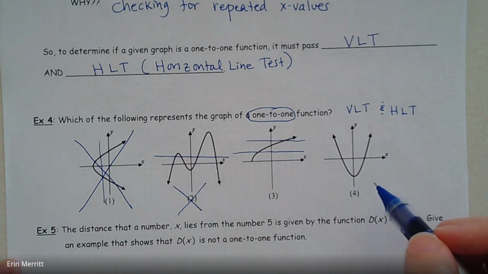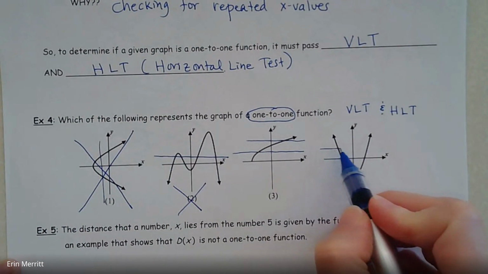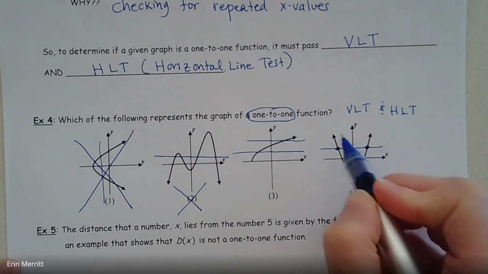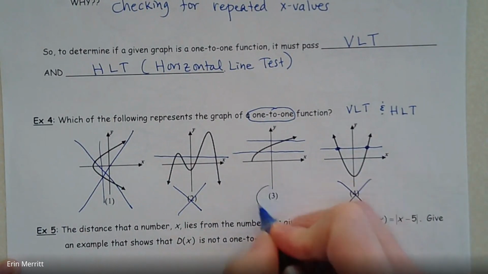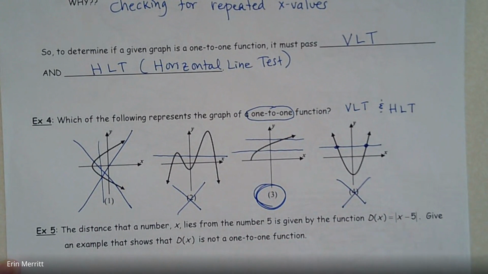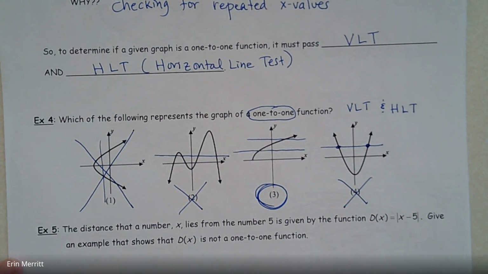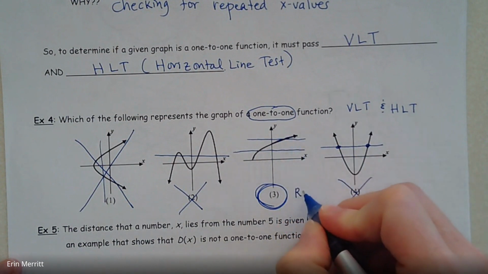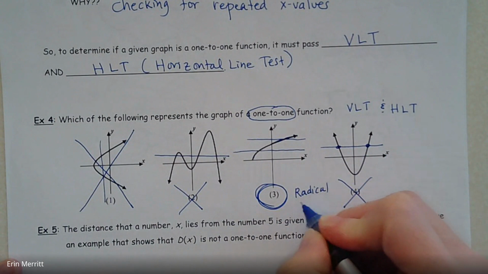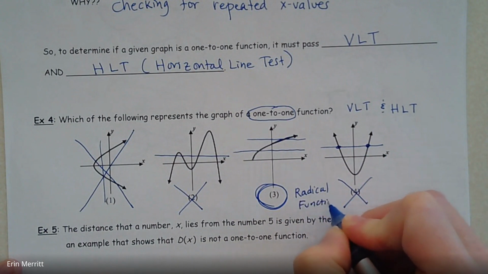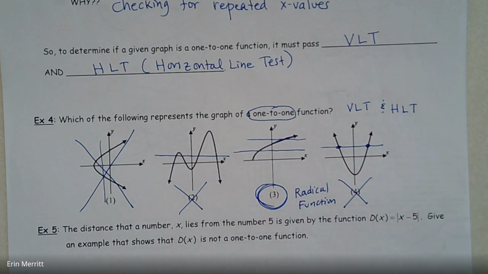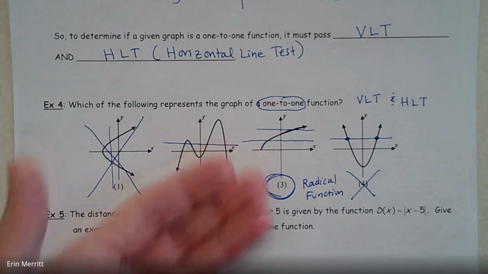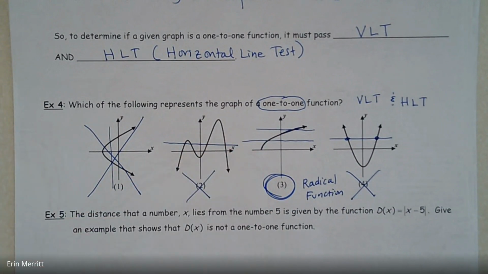But come on down and try that last one. We can easily convince ourselves like, nope, that hits more than once. We're getting rid of this guy. This is the only one that's a function and is one-to-one. So choice 3 should be our answer. And fun fact, this would be a little radical function. We talked about restricted domains with those guys, but we didn't focus too much on the graphs. So that's what would actually produce that graph right there.